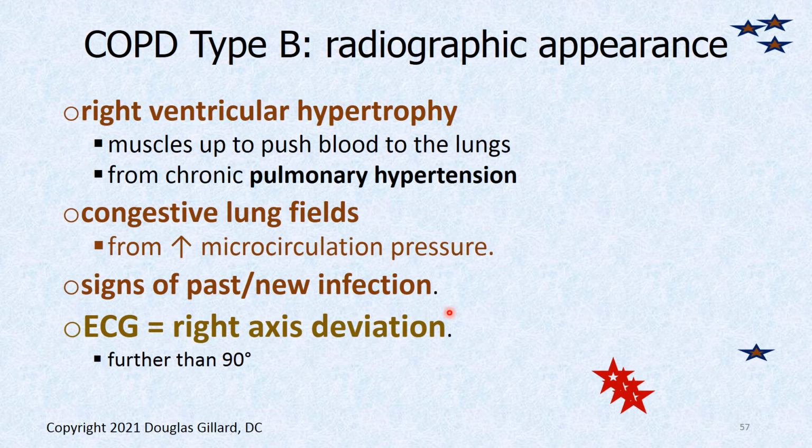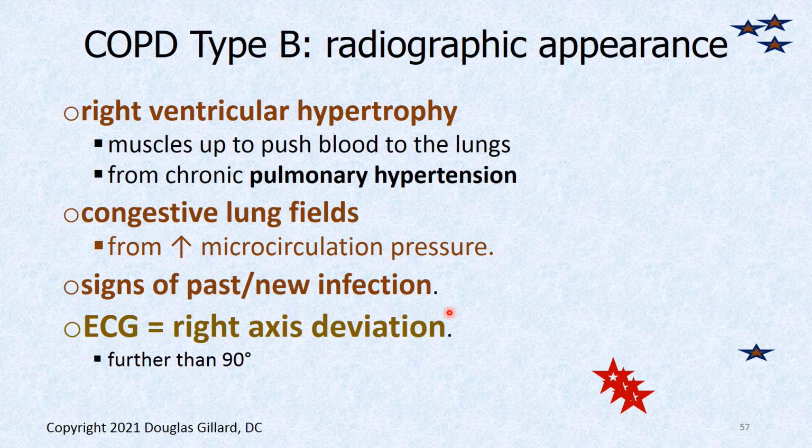What about the radiographic appearances of chronic bronchitis or COPD type B? Well, the hypertension, or the pulmonary hypertension, will blow up that right ventricle. So you get right ventricular hypertrophy, you'll get right atrial hypertrophy. What's that going to do to the axis of the heart? The axis is pushed way to the right. So if I showed you an EKG, you should be able to pick that out, way past 90 degrees, maybe 120 degrees.